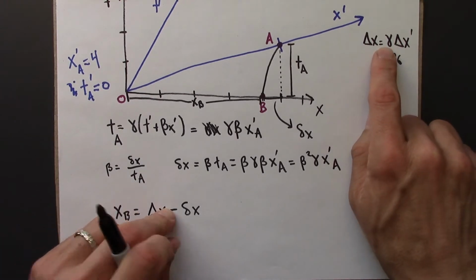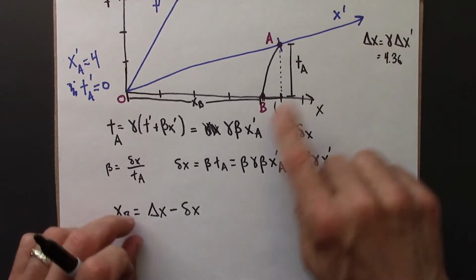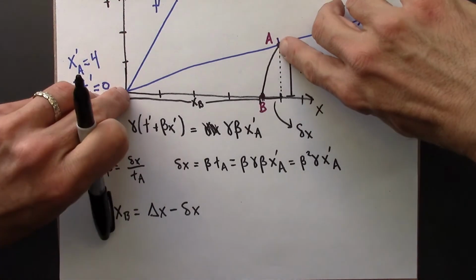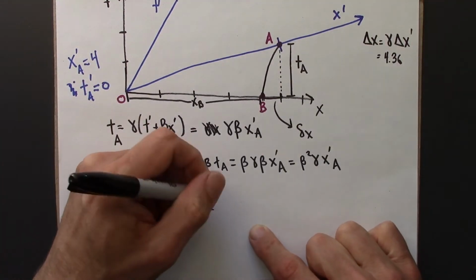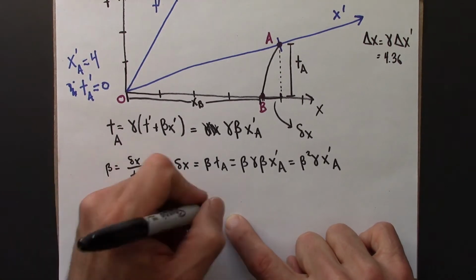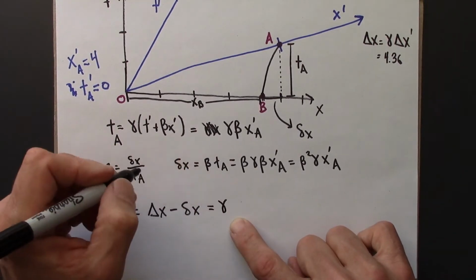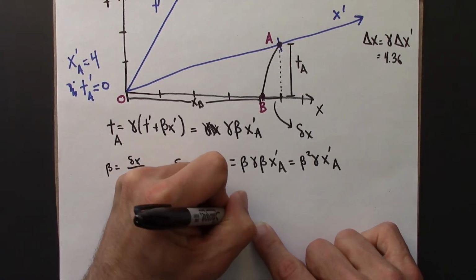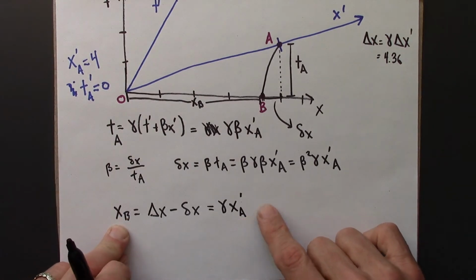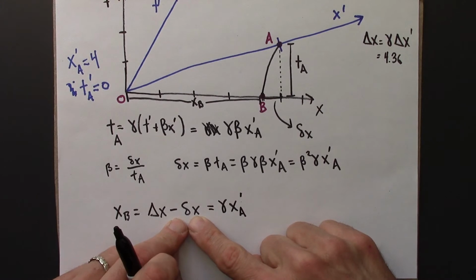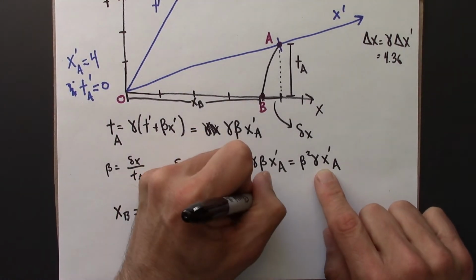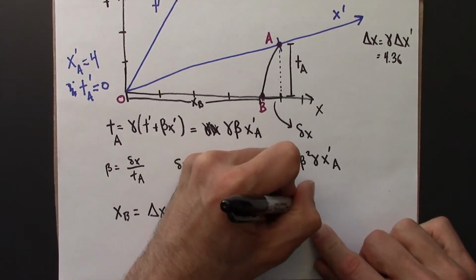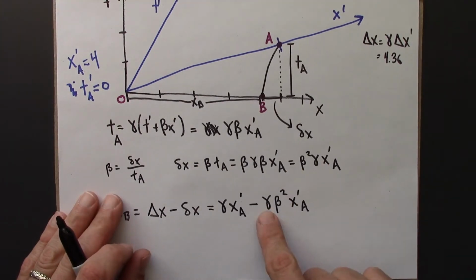Okay, so gamma, all right, so delta x is gamma x primed, and delta x prime is just xa. So I'm going to write this as gamma x prime A. And then we're going to subtract from that a delta x. Delta x is this thing, gamma beta squared x prime A. I just put the gamma out front.